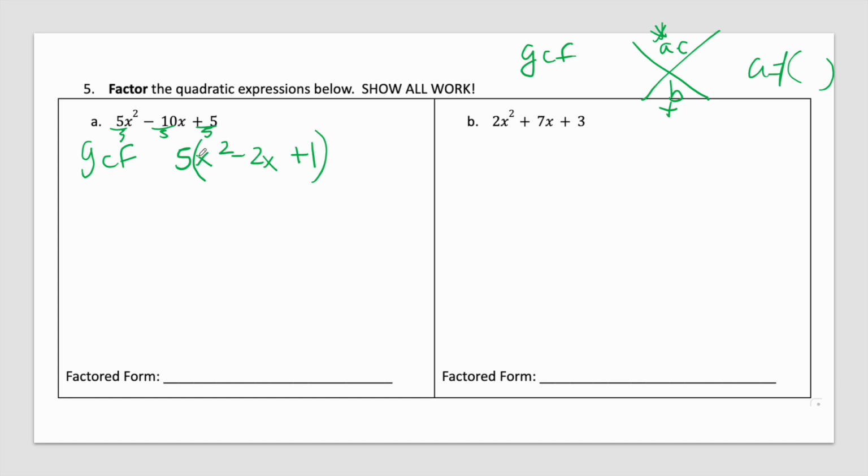Now, I know that A equals 1 here, so I can set up my diamond problem. What multiplies to 1 and adds up to negative 2? Only things that multiply to 1 are 1 and 1, but both of them are going to be negative because negative 1 times negative 1 is positive 1 and adds up to negative 2. So negative 1 and negative 1. Then our factored form of this would be keeping that 5 on the outside, (x minus 1)(x minus 1).